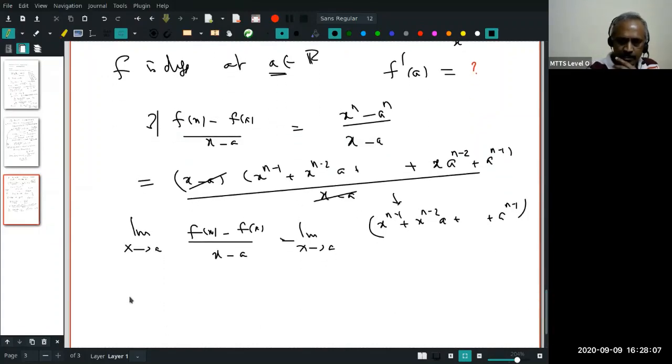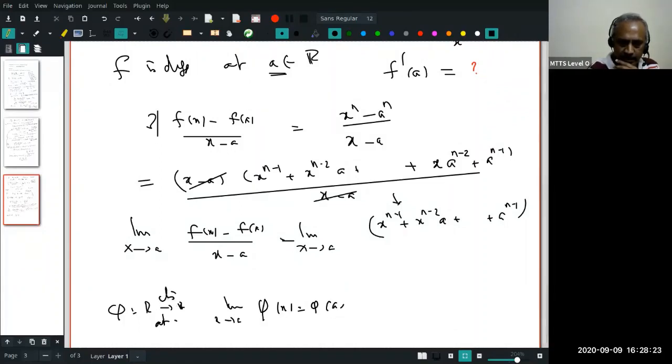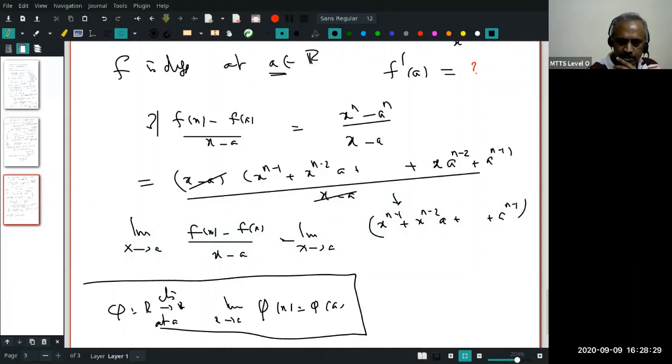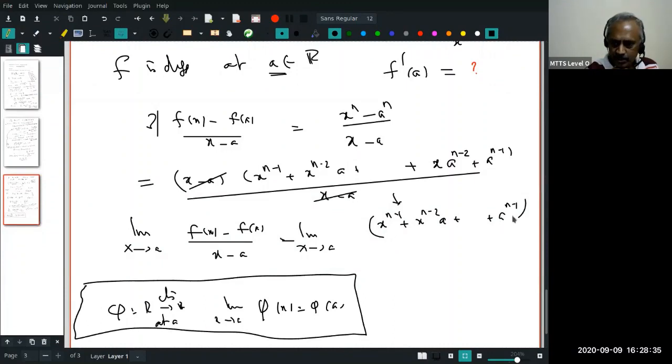For a continuous function, what do I know? Suppose phi is a continuous function from R to R, then limit x tends to a of phi of x will be equal to phi of a, right? If phi is continuous at a, then limit x tends to a of phi x equals phi a. This is if and only if. That's why I asked you to learn continuity and limits. You understand this? Therefore, this is a continuous function.